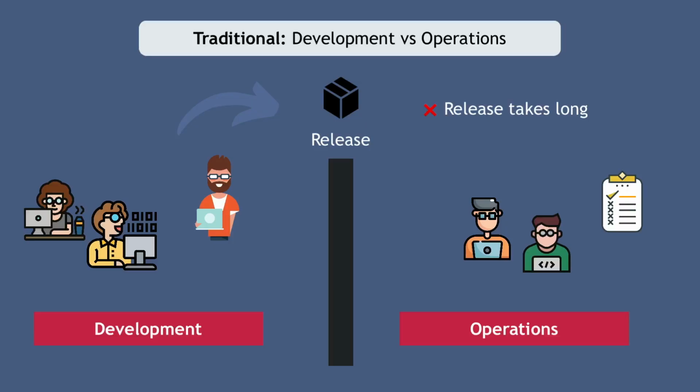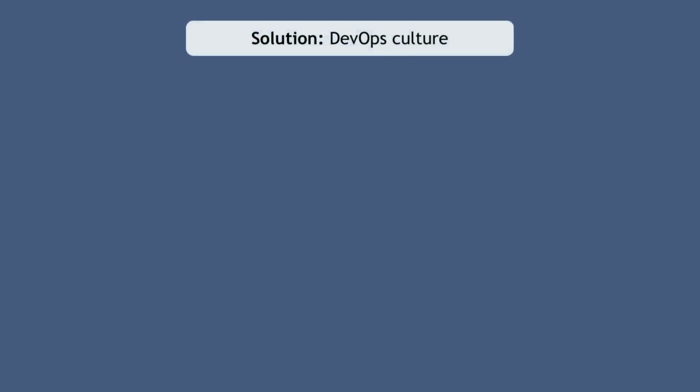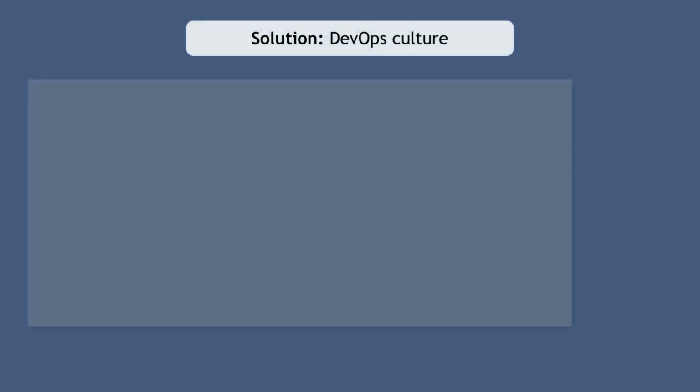And because this is a big problem, a solution was needed for this miscommunication, solving the issue of having two completely separated, unrelated roles that couldn't communicate with each other or had a hard time communicating and working with each other effectively. And that solution basically was the DevOps culture.